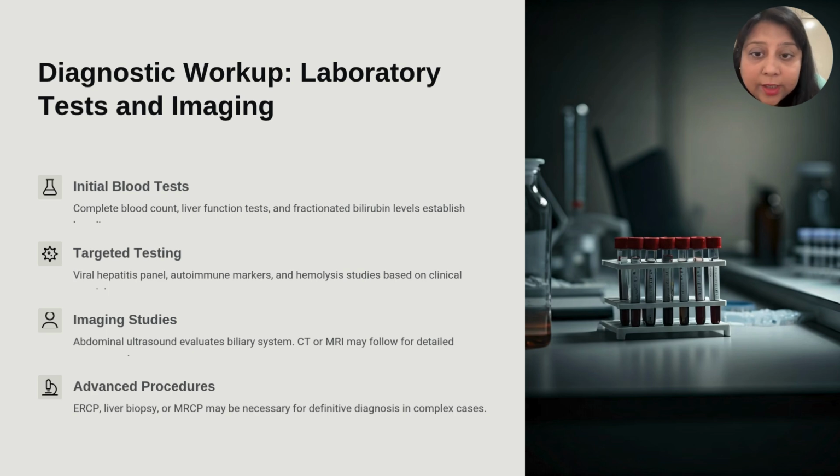Coming to the diagnostic workup, initial blood tests are done, in which complete blood count, liver function tests, and bilirubin levels, both conjugated and unconjugated, are checked. Targeted testing such as a viral hepatitis panel, autoimmune markers, and hemolysis studies can be done based on clinical suspicion. Imaging studies like abdominal ultrasound evaluate the biliary system, and CT or MRI may follow for detailed assessment. Advanced procedures like ERCP, liver biopsy, or MRCP may be necessary for definitive diagnosis in complex cases.